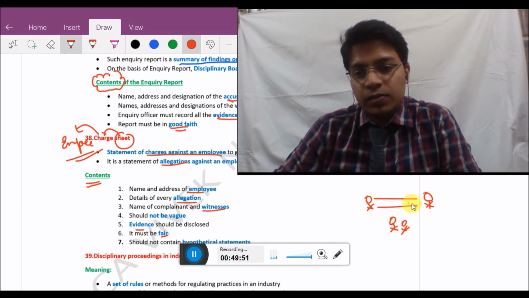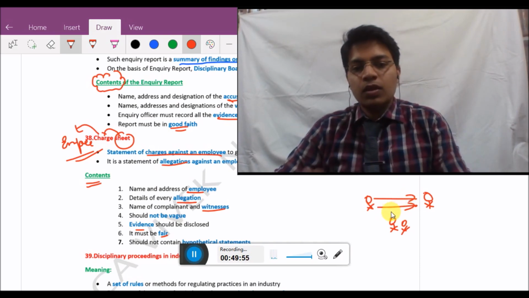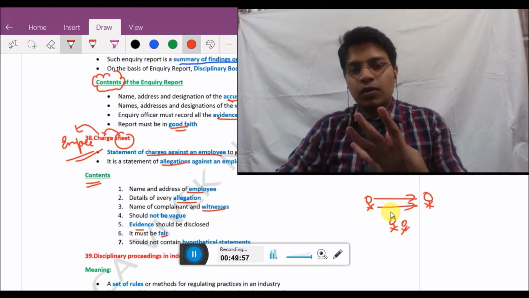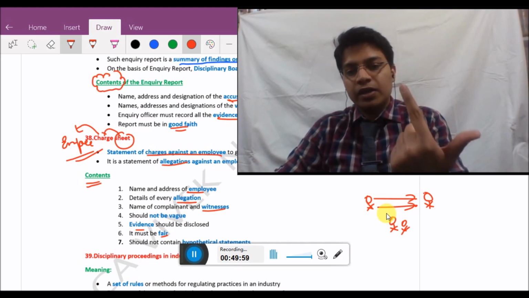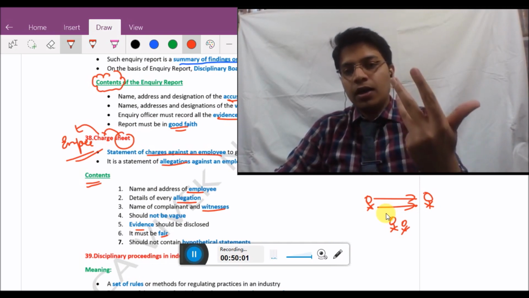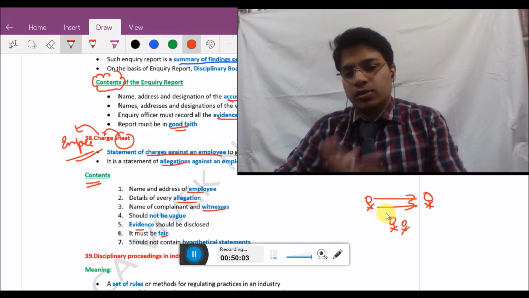Details of the allegations made. Then 4 general points. What are the 4 general points? It should not be vague, evidence must be given, it must be fair, and it shouldn't contain hypothetical statements.